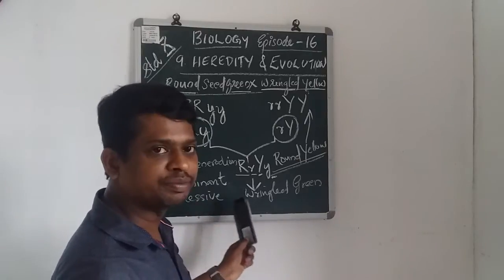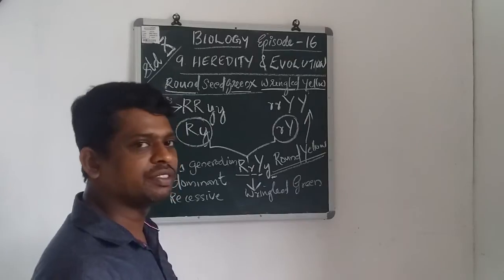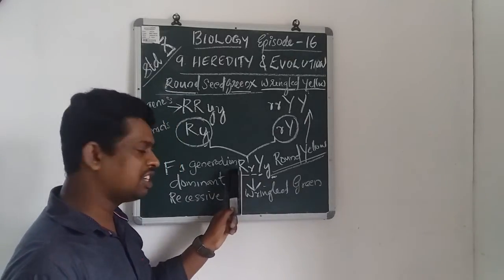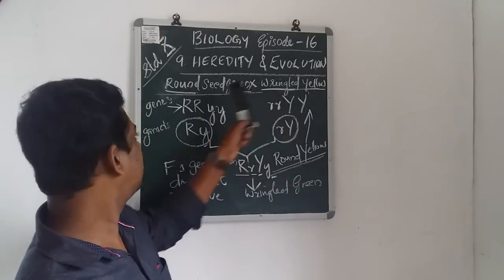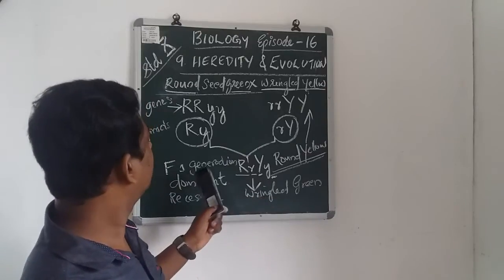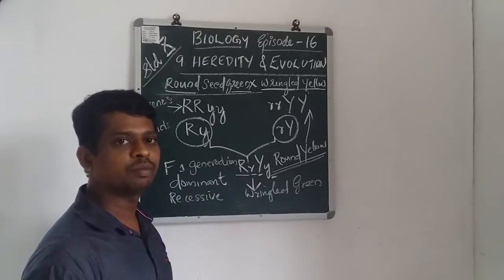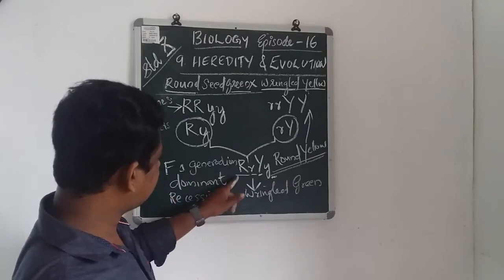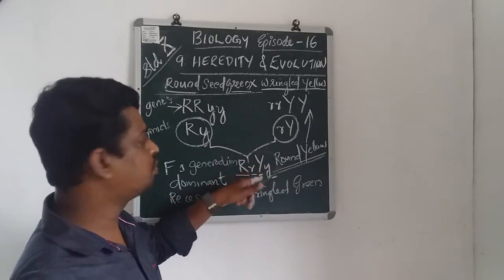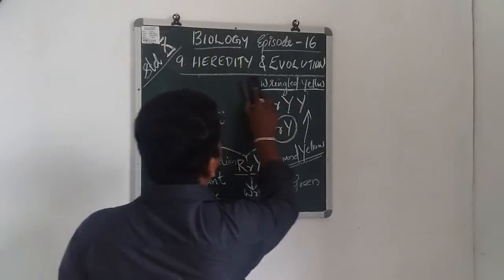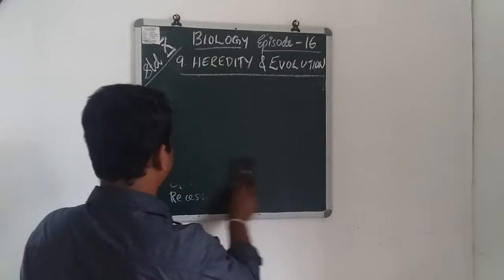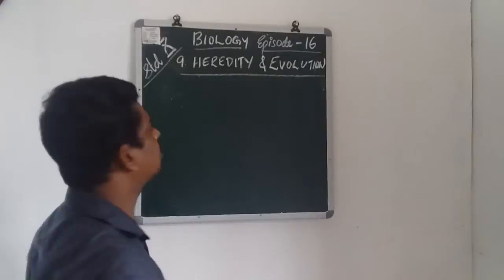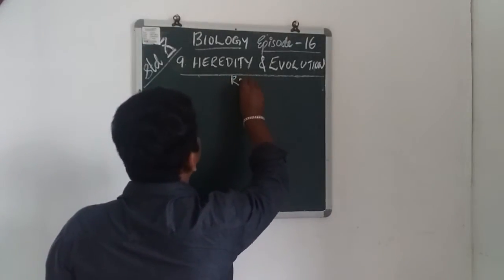Okay, this is the F1 generation. Other points we will discuss after the F1 generation. Okay, you must write this in your notebook, and then we take this one only. You are taking this one only. That means look at capital R, small r, capital Y, small y.